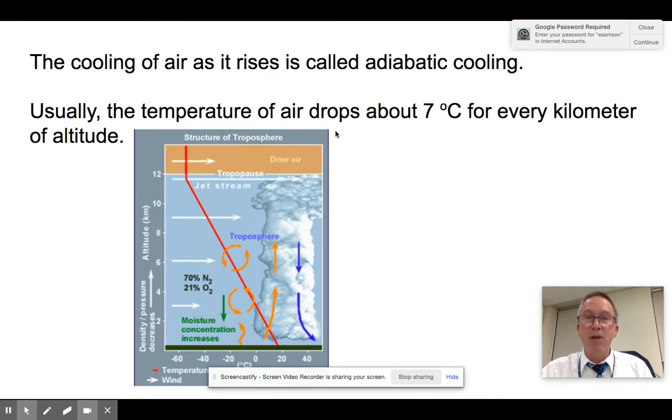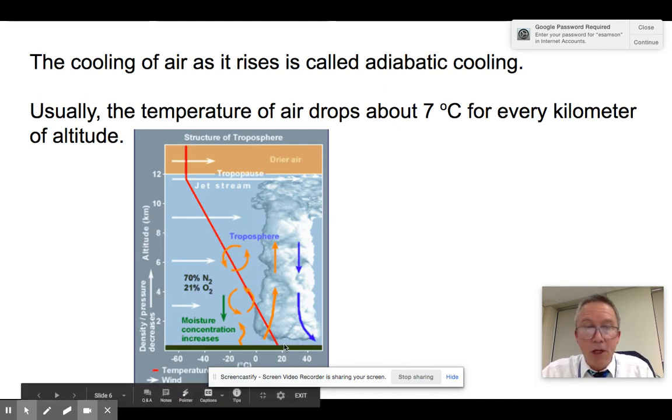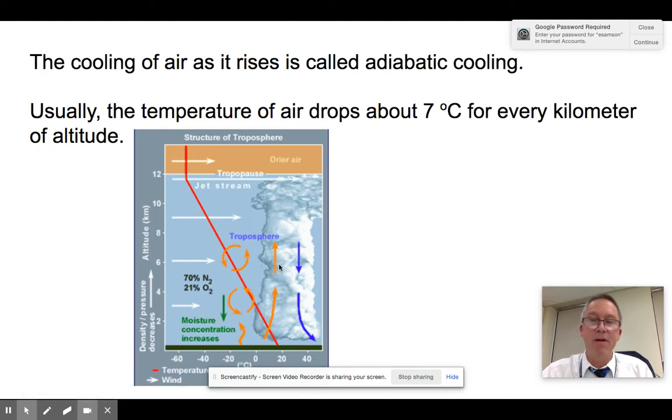This adiabatic cooling depends on the moisture content of the air, but it's about 7 degrees for every kilometer up that we go. So if you start off at, say, 20 degrees at the surface, and you go a kilometer up, it's likely to be about 13 degrees. You go another kilometer up, it's likely to be about 6 degrees, okay? And so on. Well, it turns out that the water content that can be held by air depends on temperature.